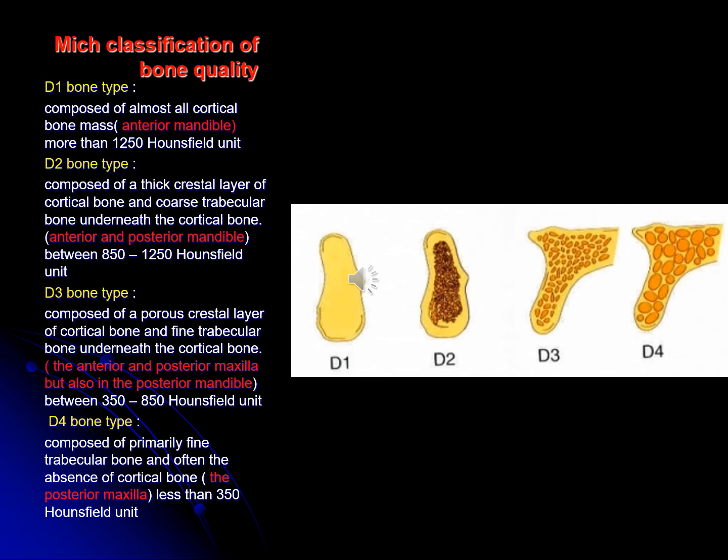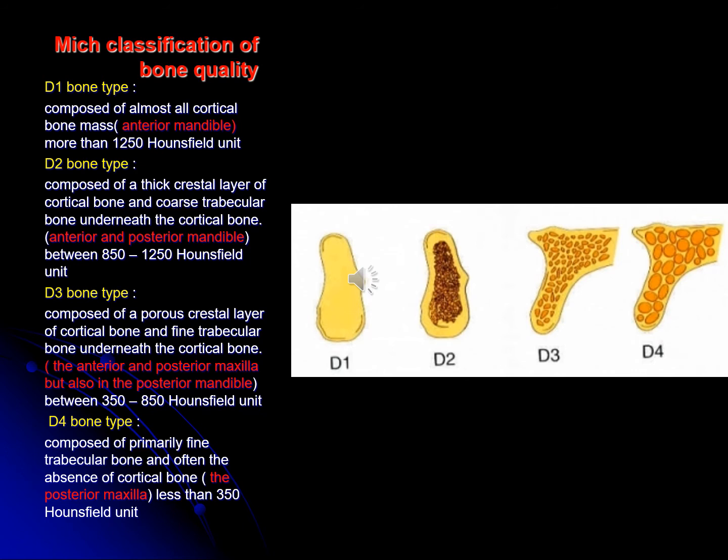The type 1 or D1 bone type is composed of almost completely cortical bone. We can find this class usually in the anterior area of the mandible. This bone is very dense. The density of this bone is more than 1,250 Hounsfield units. Hounsfield unit is the unit to measure the density of the bone.